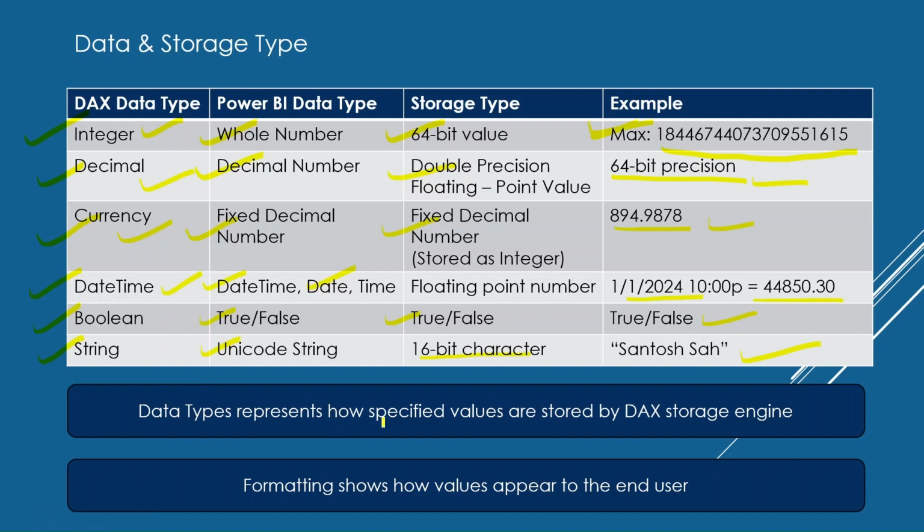Data types represent how specified values are stored by the DAX storage engine. Formatting shows how a value appears to the end users. So these two points are very important. Don't confuse data type representation with formatting. Formatting shows the values to the end user, and data types are used internally by the DAX storage engine.